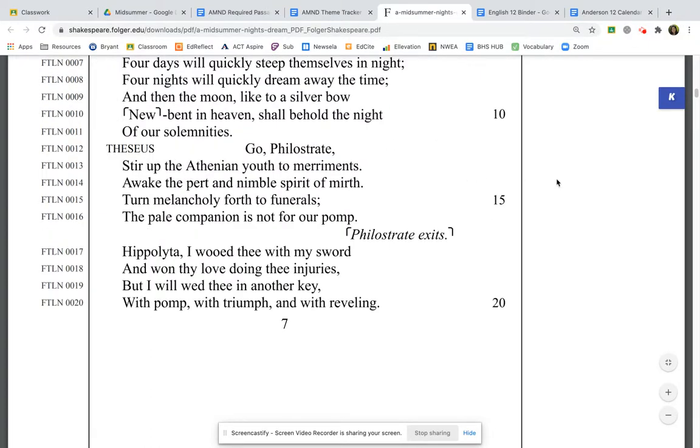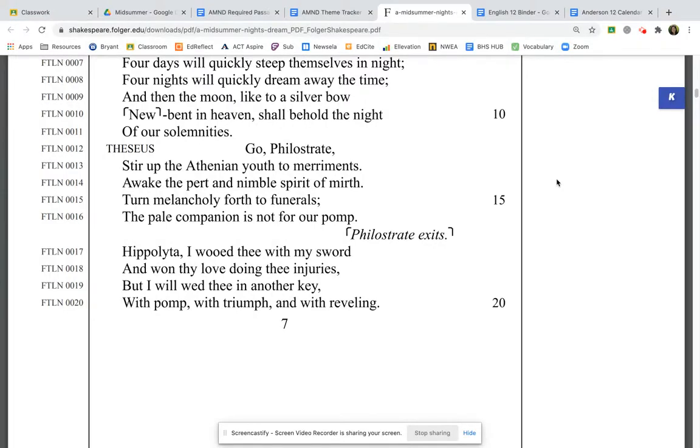You'll remember from the context assignment that Theseus has just returned from war in which he defeated the Amazon warriors, and he's taken the Amazon queen Hippolyta back with him to Athens to be his new bride. So they're planning for their wedding 4 days from now.